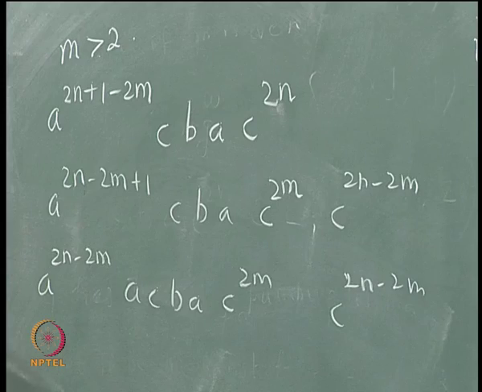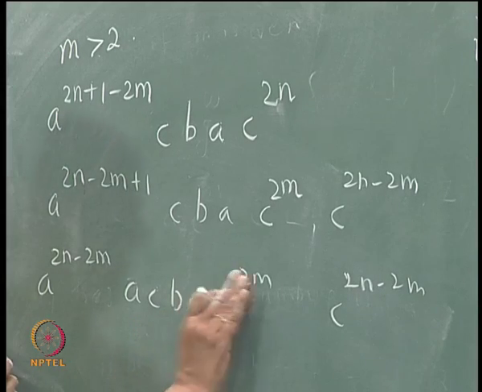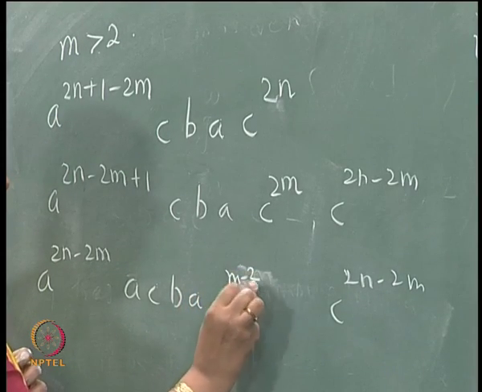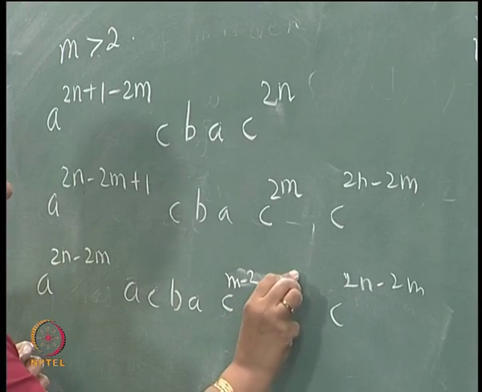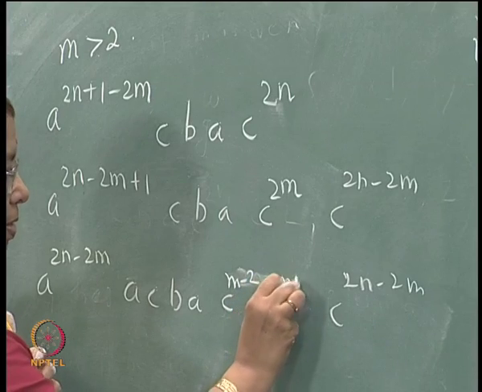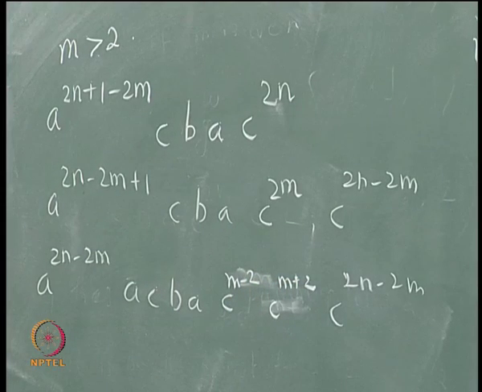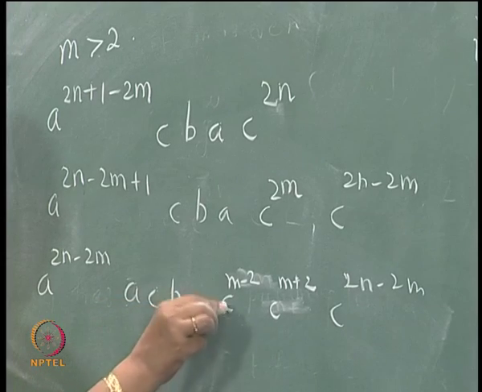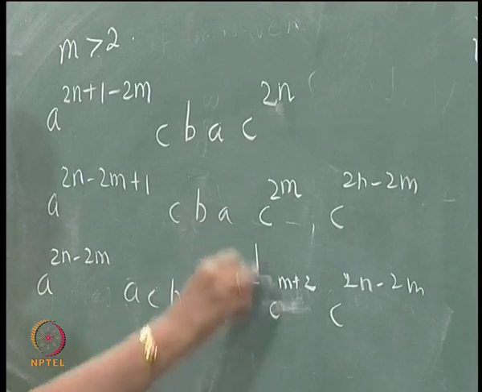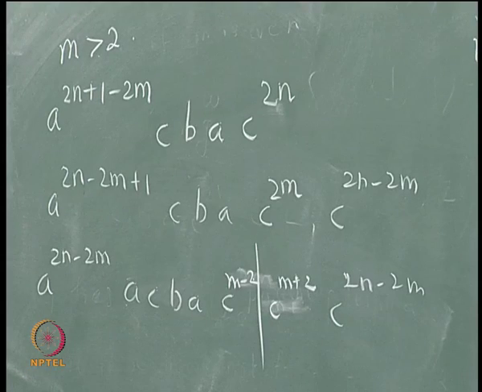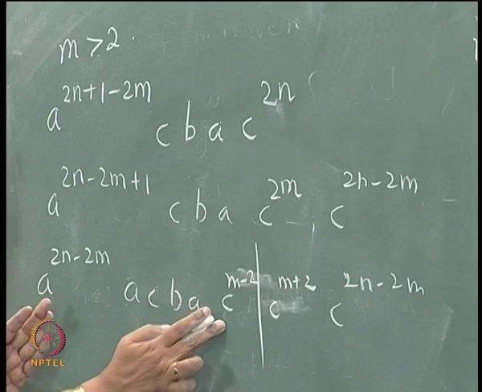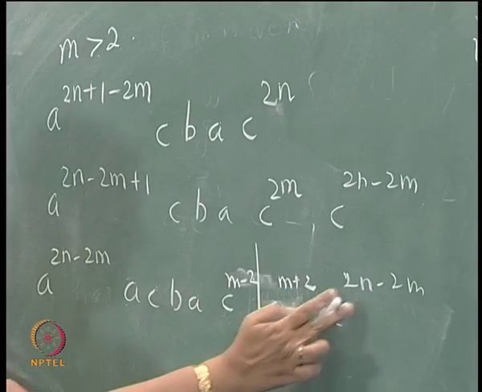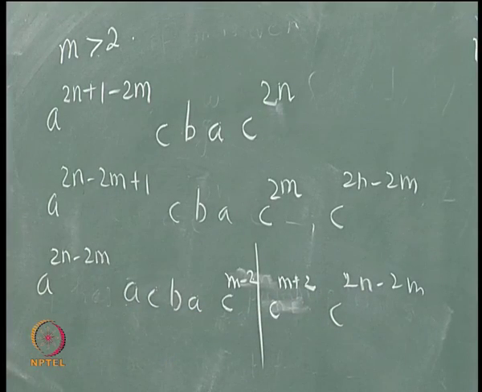So, this portion is length 2n minus 2m, this power is 2n minus 2m, this one I have to split into equal halves. So, this itself I can write as C power m minus 2, C power m plus 2. So, what will happen? This is 4 plus m minus 2, which is m plus 2. So, the split will occur here. What will be the length of this? 2n minus 2m plus m plus 2. This is 2n minus 2m plus m plus 2. Split will occur like this.